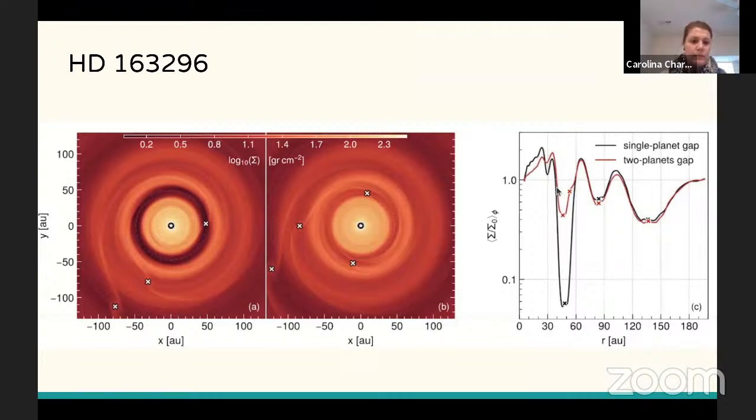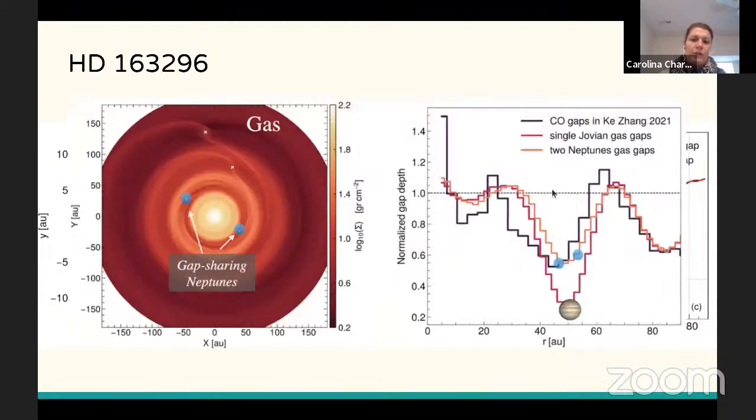So what we did was to perform hydrodynamical simulations with one planet, a Jupiter mass planet, and 2 planets with lower masses, and we computed the depth of the gap that each of these systems would produce, and we compare it with the observation, which is shown here in black. And so basically what we see is that if we have 2 lower mass planets, the depth of the gas is much more in accordance with the observation than what we would have if we had a Jupiter mass planet there.